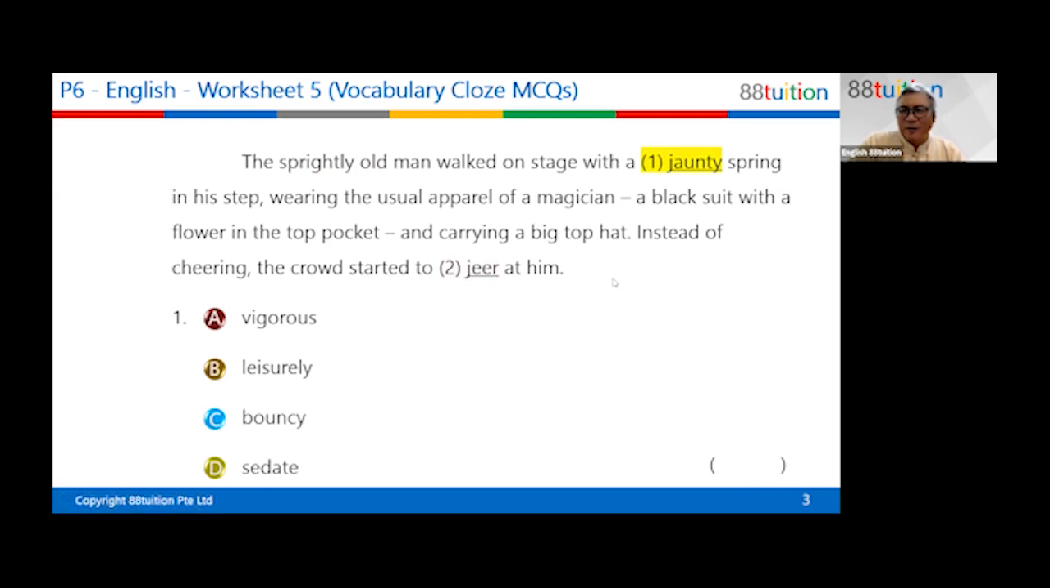Number one. So as usual, I would like you to use the chats. Let me just type the question number and then off we go. Give me your answer to this question. Which is the word A, B, C, or D that matches the word jaunty? Sprightly old man walked on stage with a jaunty spring in his step.